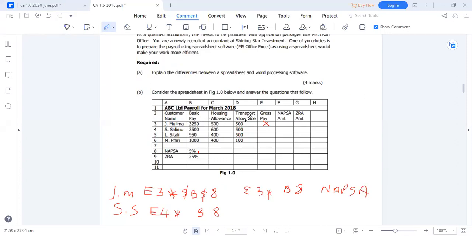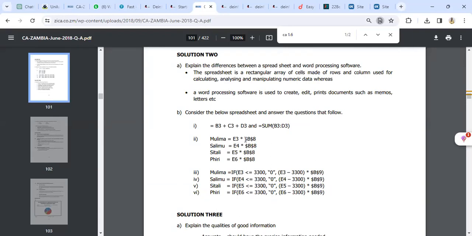Okay, take me back to the board. So Salimu, E4 times B8. Then E5, B8. And finally E6 and B8. So that is for NAPSA. Just help me write down the gross pay for J Mulima. For J Mulima, the first one is E3 times B8. That's the gross pay. Then for Salimu, E4, B8.